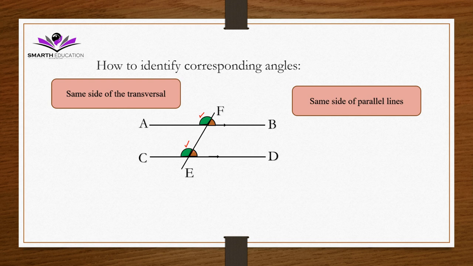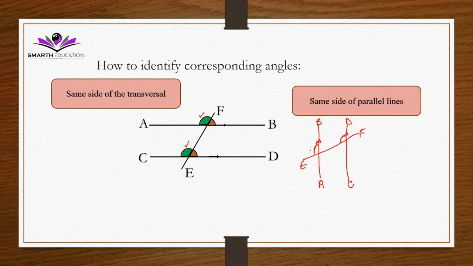You can have a situation where our parallel lines are like this also, where this is A, B, C, D. And this is our transversal, E, F, not a parallel line. The parallel lines are AB and CD. So the corresponding angles can be on the same side of the parallel lines.